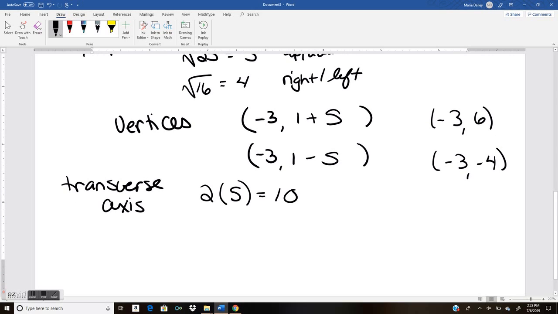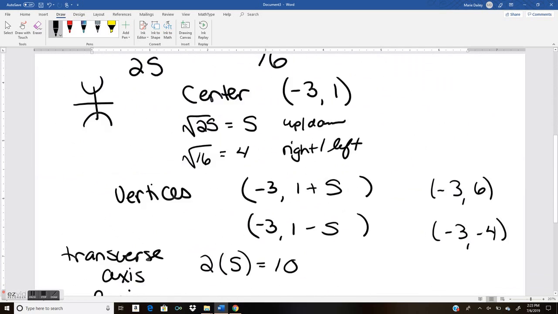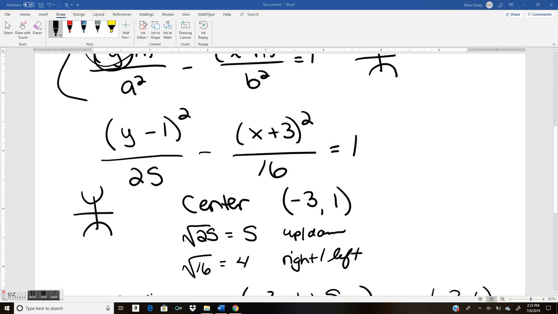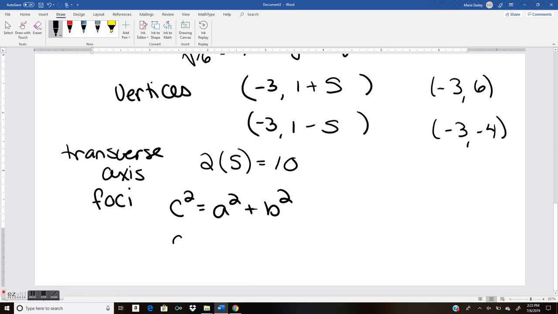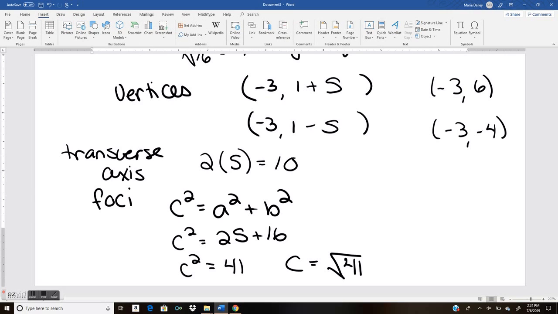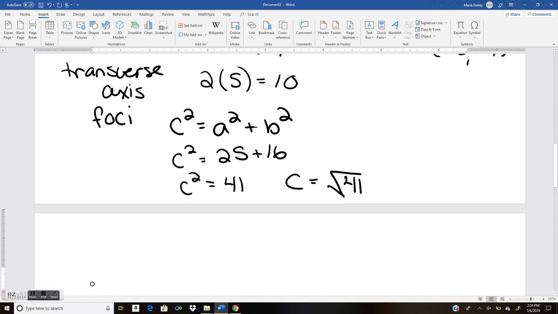Now, let's move along and get the foci. Remember, the formula for the foci is c squared equals a squared plus b squared, so it's just like the Pythagorean theorem. So c squared is going to equal 25 plus 16, so c squared is going to be 41, if I did my arithmetic correctly, which means c equals the square root of 41.